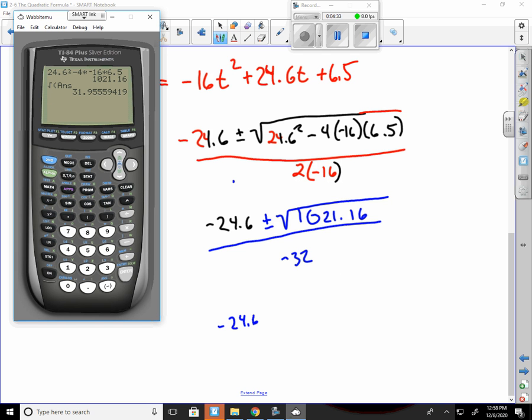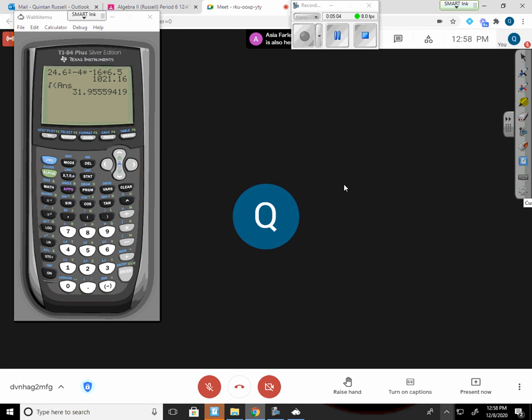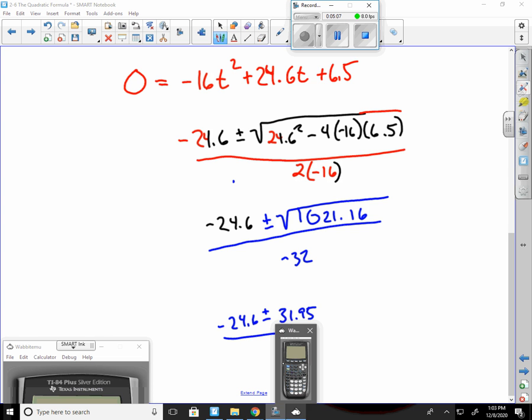Negative 24.6 plus or minus. No, I already did it. Got to come to class on time. So this is 31.95. Sorry, get rid of that square root. I divide that by negative 32.